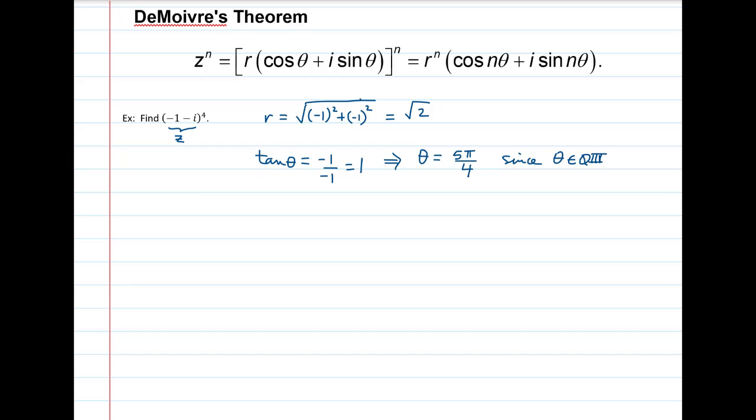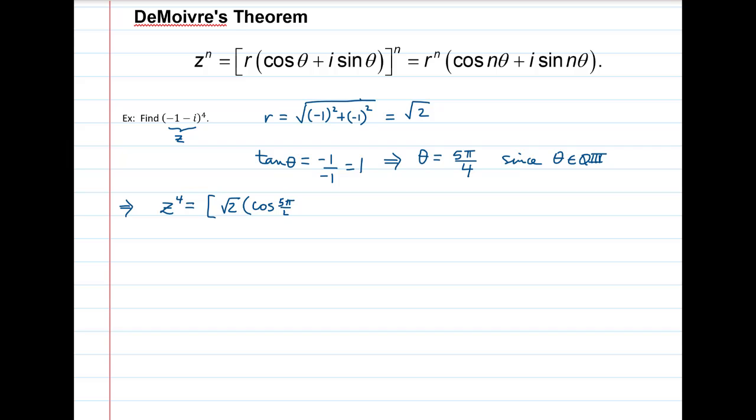And since tangent of 5 pi over 4 is also equal to 1, that's the one that works. Okay, theta is in the 3rd quadrant, just like your complex number z is. All right, so having the modulus and the argument, now we're ready to raise this number to the 4th power.